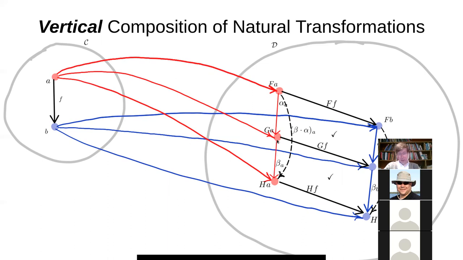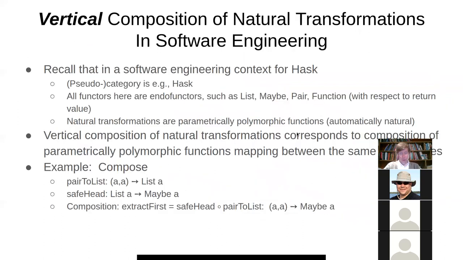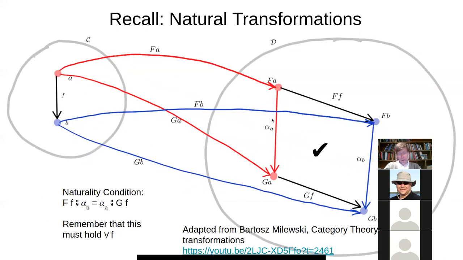Again, beta's job in life is to translate from how G treats things to how H treats things. Alpha's job in life is to translate from how F treats things to how G treats things. And the composition of them is beta after alpha, vertically composed. And it's at A because that's the component of it. Remember, we write the component for natural transformations. This says, I'm going to tell you how to translate from how F treats A into how G treats A. That's what the A encodes here. It's that component of the natural transformation.